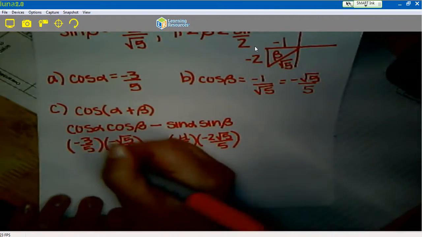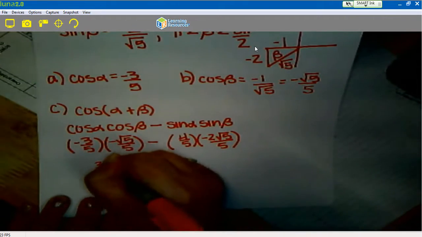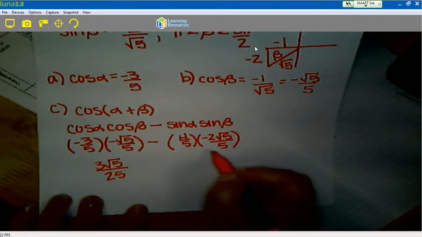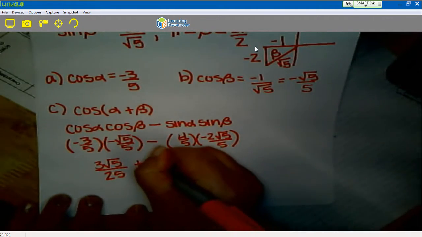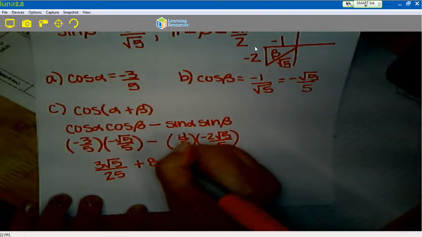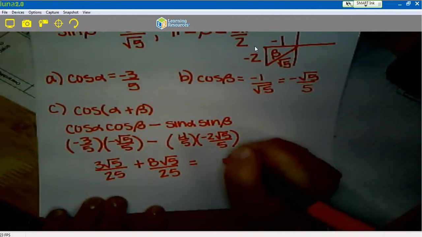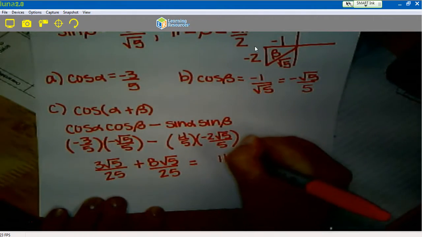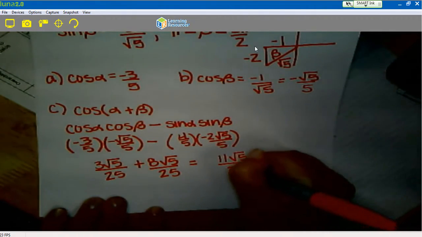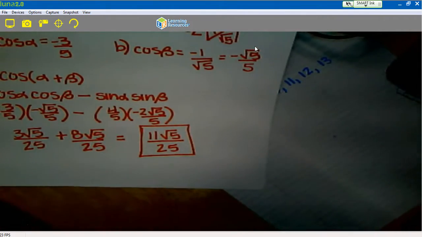So go ahead and multiply, so we get a positive 3 square root of 5 over 25 minus a negative, so it becomes plus 8 square root of 5 over 25. And then we just combine our like terms. 8 plus 3 is 11 square root of 5 over 25. So that's part C.